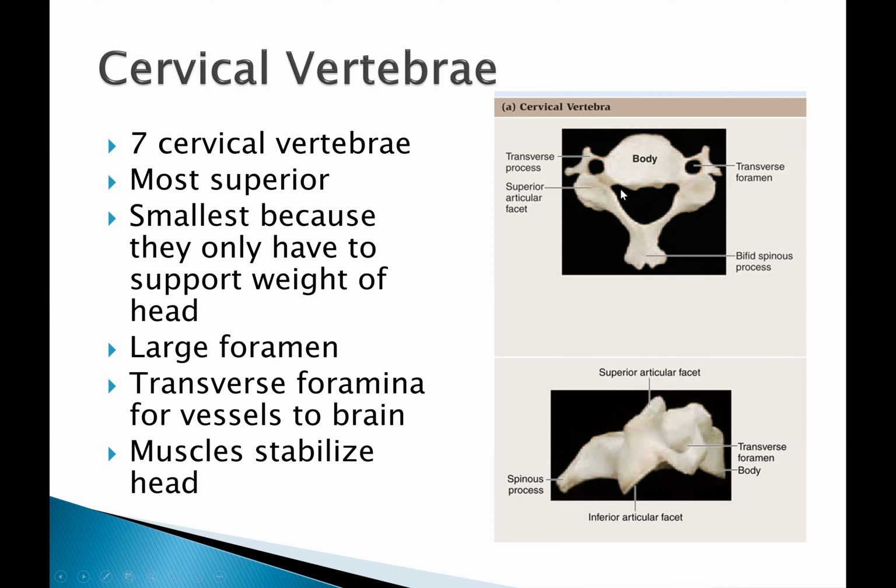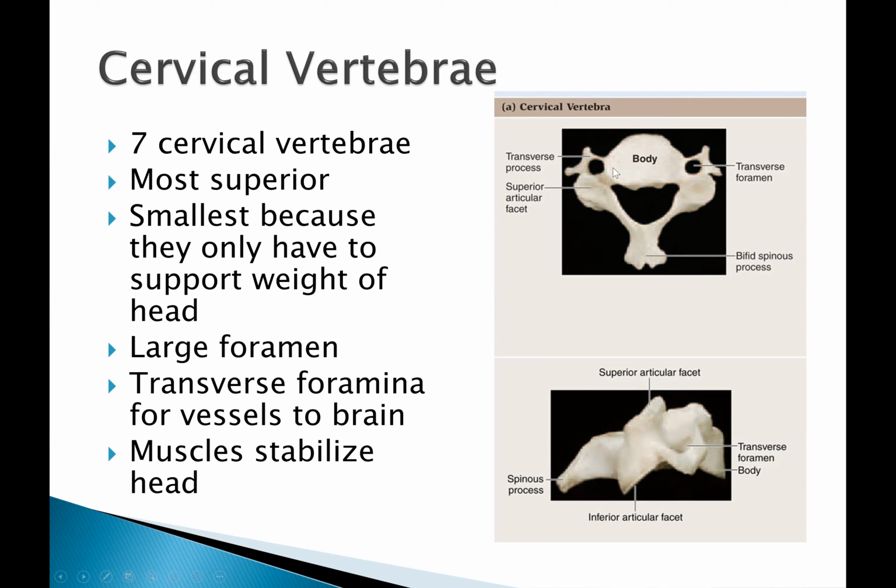The vertebral foramen here, by the arch, is the biggest hole. That's because you're closest to the brain, so you have the biggest brainstem and the biggest spinal cord, which has to go through this giant hole right here. So small body, big hole.